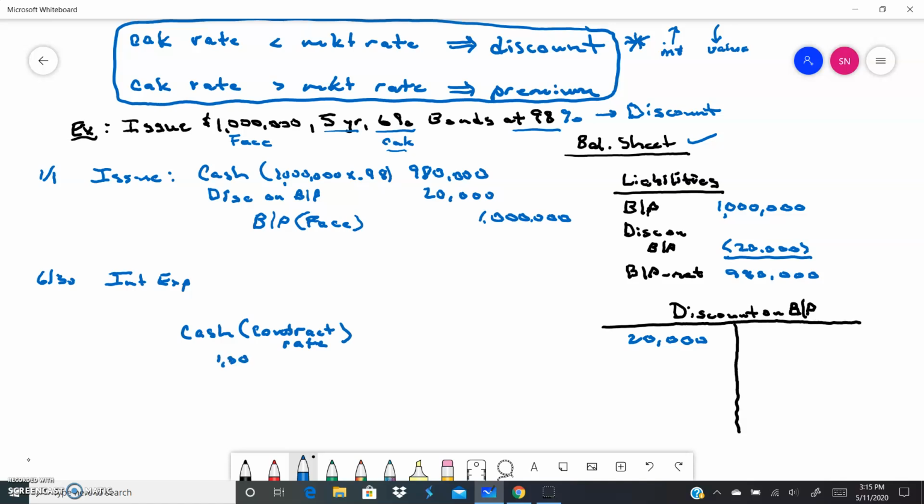the face amount, times 6%. And since it's for a half year, times 1/2, because it's payable semi-annually. So this is for the 6-month period, so it's times 1/2. So that's going to be $30,000.